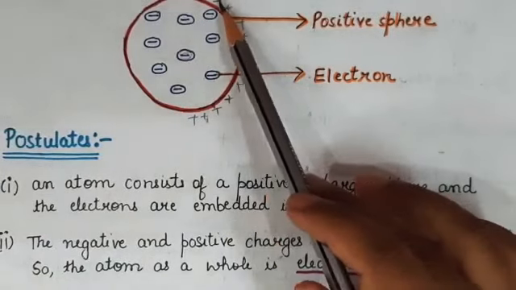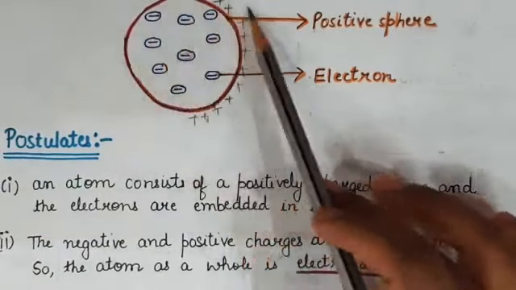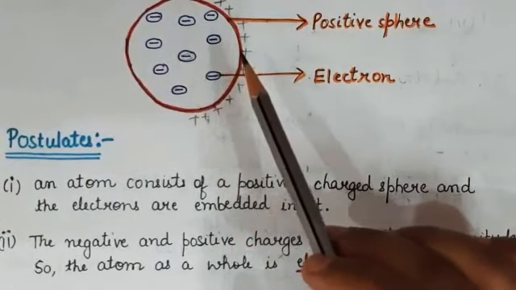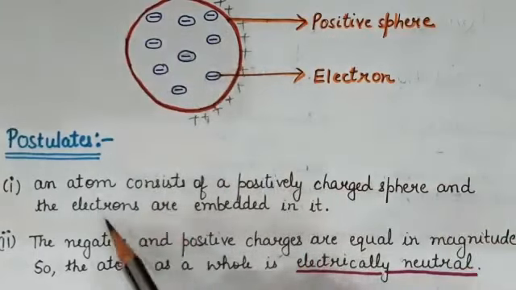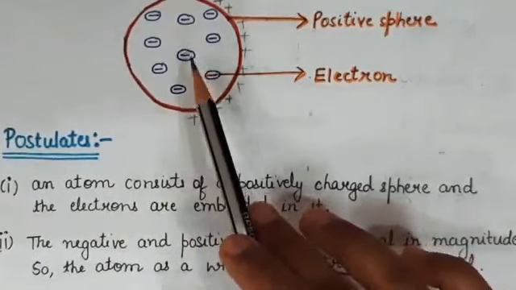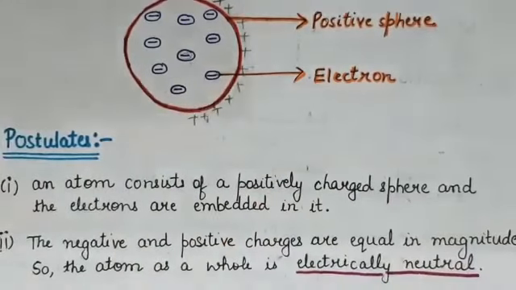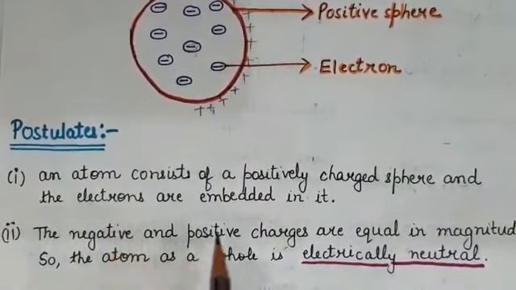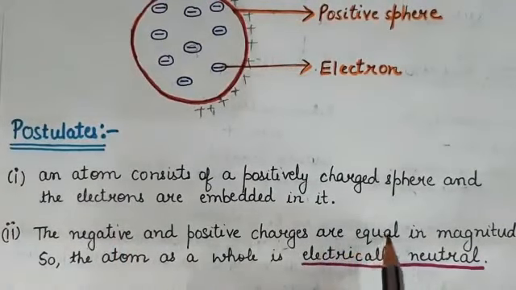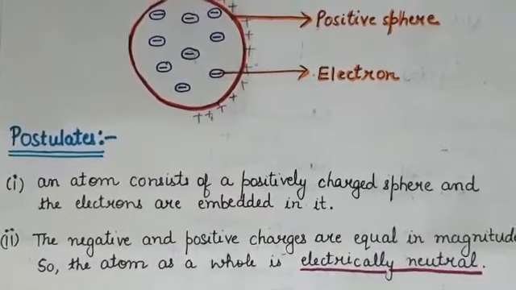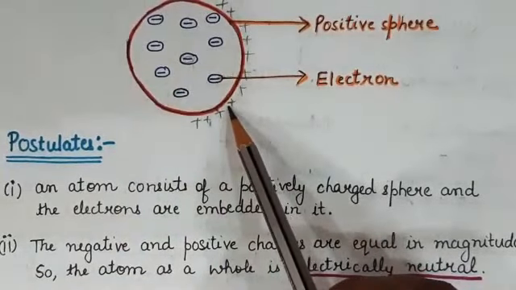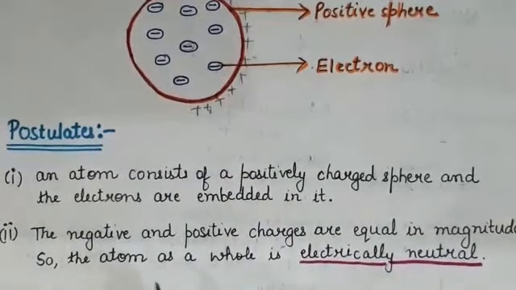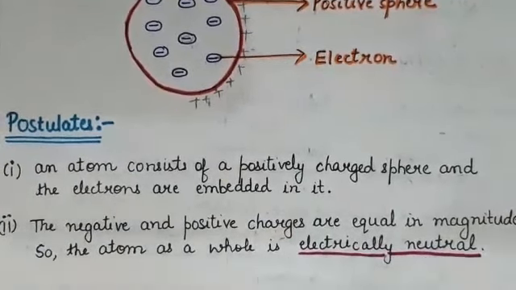Okay, the positive part is distributed all over the sphere. That was compared with the edible part of the watermelon, and the electrons are embedded in it, which was compared with the seeds of the watermelon. And second, the negative and the positive charges are equal in magnitude. If there are 5 positive charges, there will be 5 negative charges. So as a result, the atom as a whole is electrically neutral.